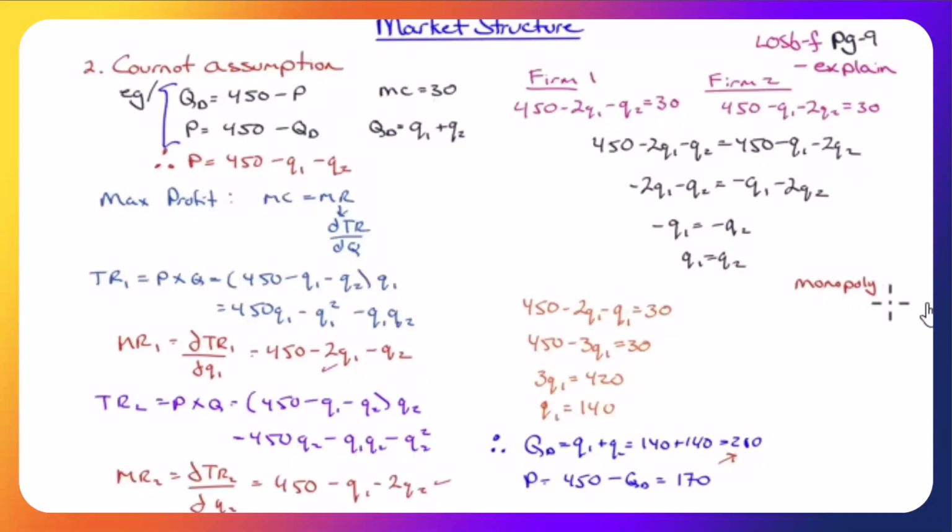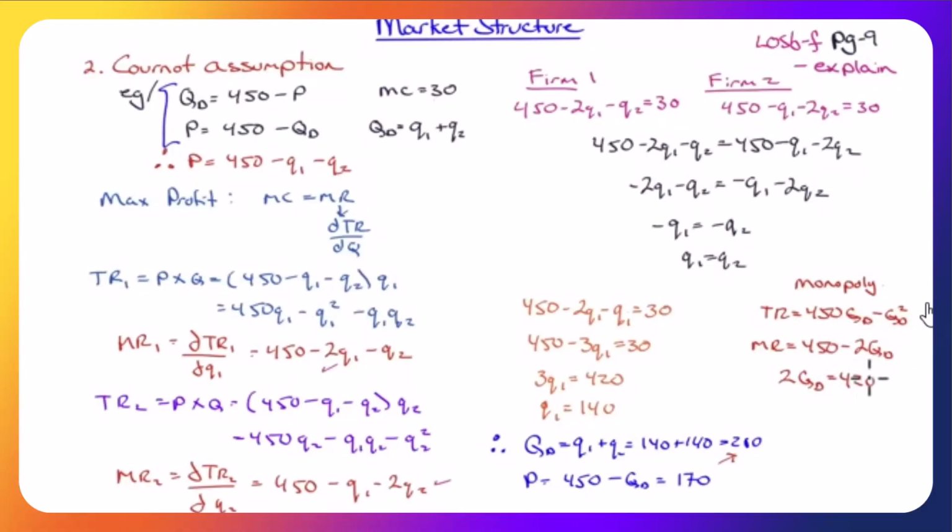And if we had a monopoly, what would we have? Well, we'd have price times quantity, but we'd be dealing with the whole demand curve. We'd have 450 minus QD times quantity. So we'd have 450 QD minus QD squared. So our total revenue curve would be 450 QD minus QD squared, which means our marginal revenue would be 450 minus 2QD, and 2QD would be equal to 420.